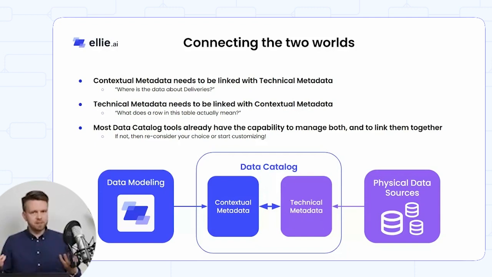So in effect, you end up doing data modeling, and then you end up having your physical data sources, and you pull the metadata of both and combine them, link them together within the data catalog. That is connecting the bottom-up and top-down views within the catalog. And this linkage gives you the whole picture of the metadata.